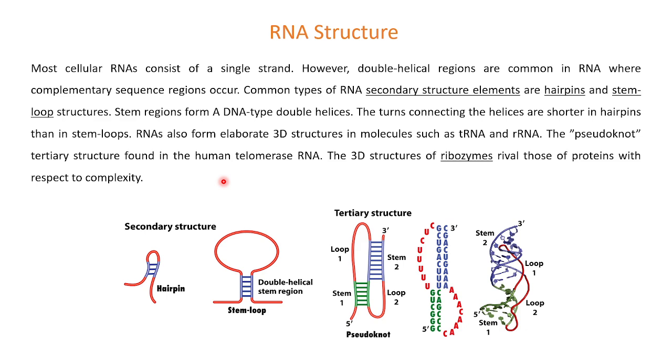Then you have the RNA structure, which is known to most of you. So most cellular RNAs consist of a single strand. However, double helical regions are common in RNA, where complementary sequence regions occur. Common types of RNA secondary structure elements include the hairpin, the stem loops, and then the pseudoknot, because of the complementary sequences. They also form elaborate three-dimensional structures in molecules such as tRNA and rRNA. The pseudoknot tertiary structure is found in human telomerase RNA. The 3D structures of ribosomes rival those of proteins with respect to complexity.